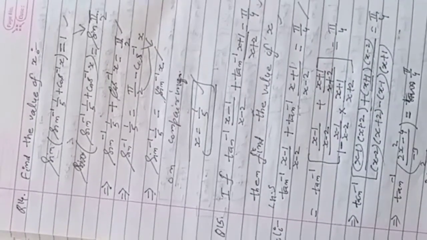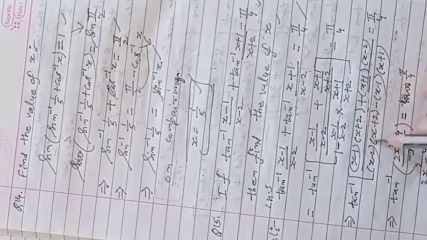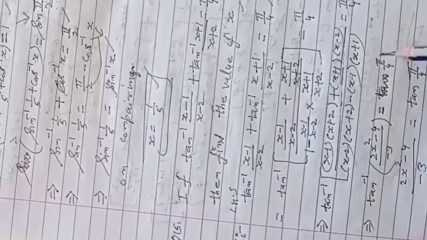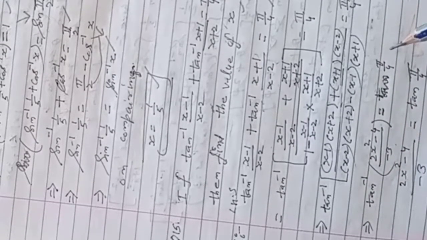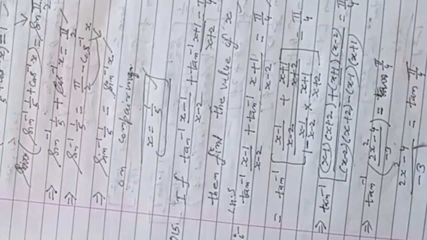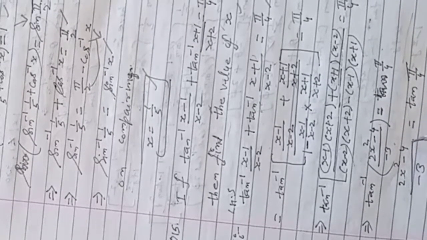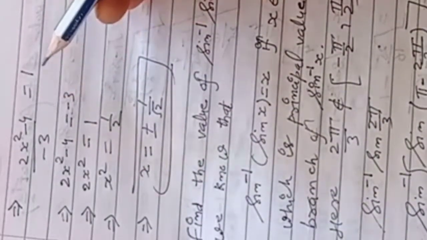Now we will take its left hand side and apply the formula of tan inverse x plus tan inverse y. After applying the formula and simplifying, this is coming tan inverse (2x square minus 4) upon minus 3 is equal to pi by 4. So tan will go to this side, so (2x square minus 4) upon minus 3 is equal to tan pi by 4.